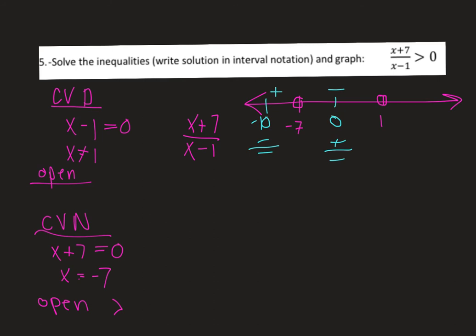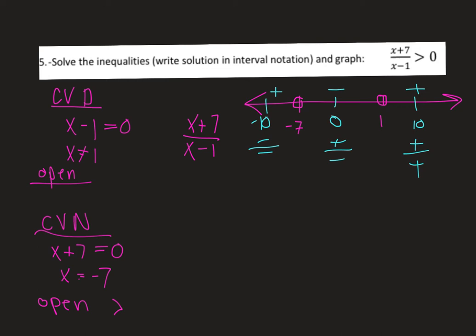Okay, and then I'm going to pick something to the right of 1. Let's just do 10. 10 plus 7 is positive 17. I don't care that it's the 17 though. The positive is what matters to me. 10 minus 1 is positive. A positive divided by a positive is a positive.